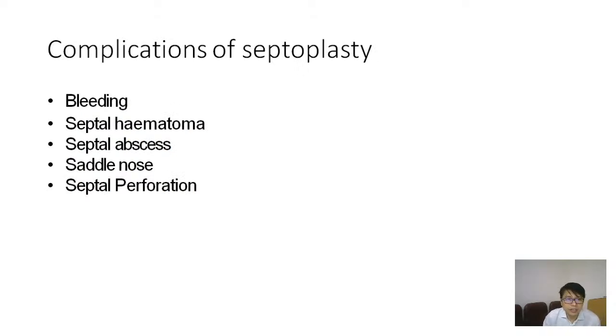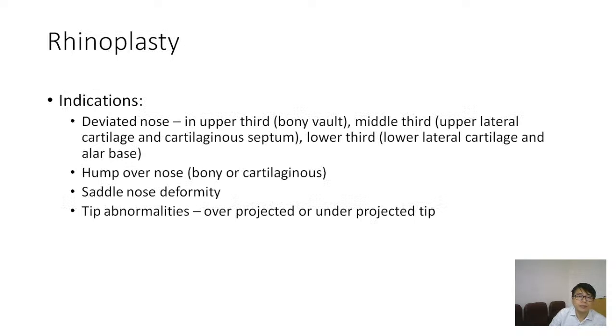Important complications: if there is bleeding and we don't control it, and we have closed the sutures, it can lead to septal hematoma that can cause infection and septal abscess, and once there is infection, the cartilage also can go necrotic. The preserved septal cartilage can go necrotic, and this can lead to saddle deformity, and septal perforation is also a complication.